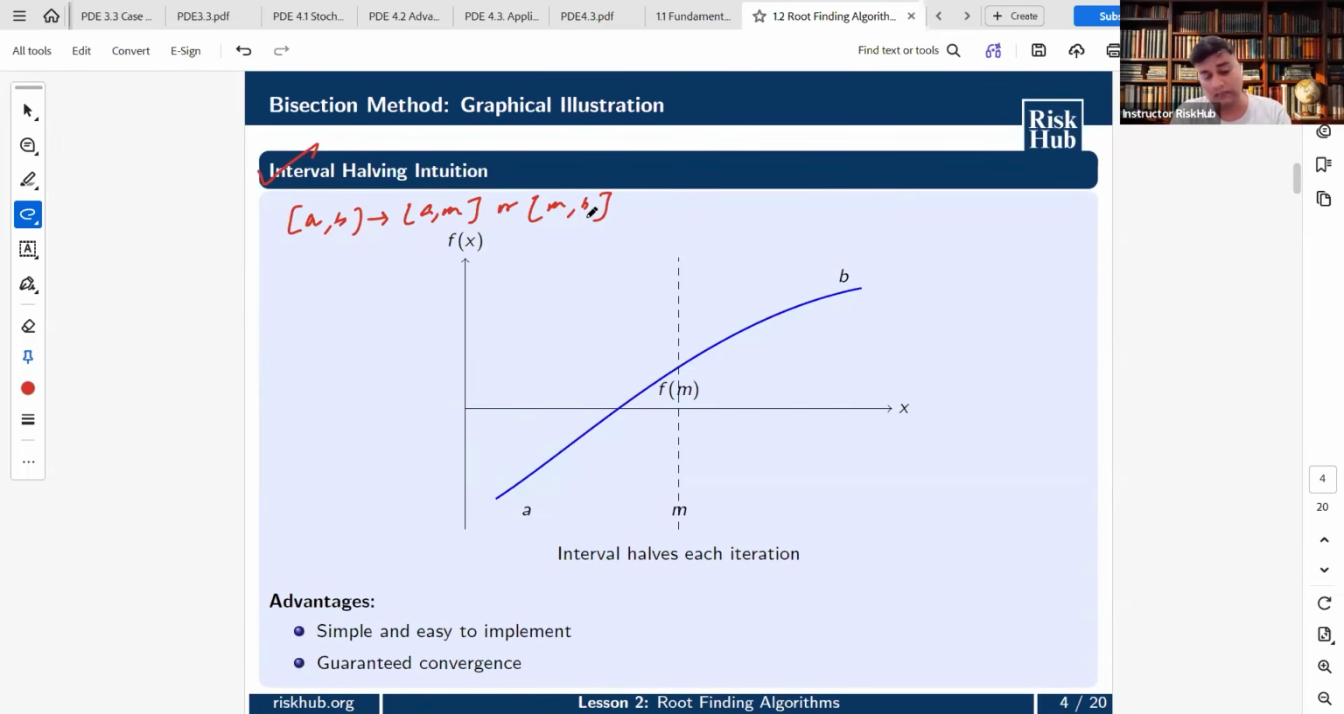For example, suppose we start with a and b equal to 2 and 3, right? The first midpoint is m equal to (2 plus 3) by 2, which is 2.5. So then maybe the root lies between 2 and 2.5. The new interval is 2 and 2.5. The second midpoint is (2 plus 2.5) divided by 2, which is 2.25. The new interval keeps shrinking.